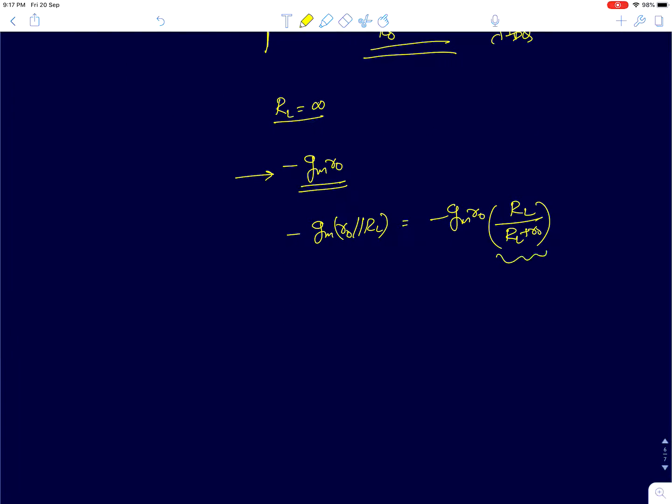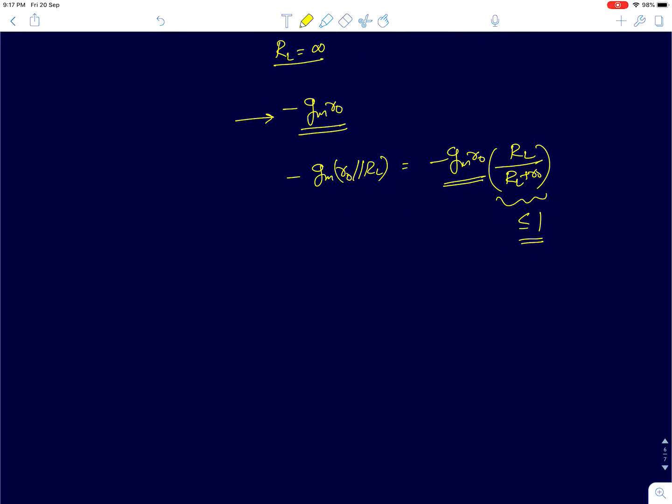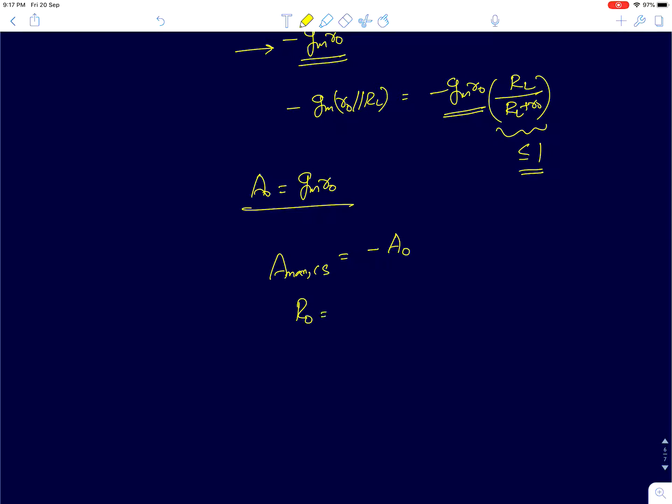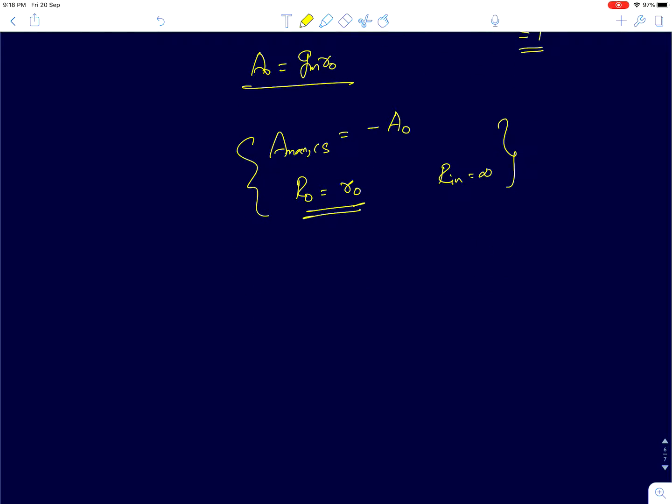Now if you look at it, this term is always less than or equal to 1. So therefore your gain will always be less than gm r naught in magnitude. I am going to call A naught the intrinsic gain, which is minus gm into r naught. So the maximum gain for a common source configuration is minus A naught. If I take the magnitude, it will be just A naught itself. That happens when RL is infinity. And the output resistance of a common source configuration is small r naught. Here the source is at ground, so you get small r naught, and the input resistance is infinity. These are all low frequency parameters.